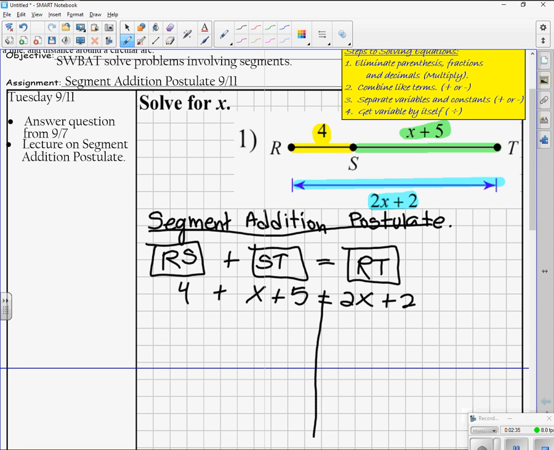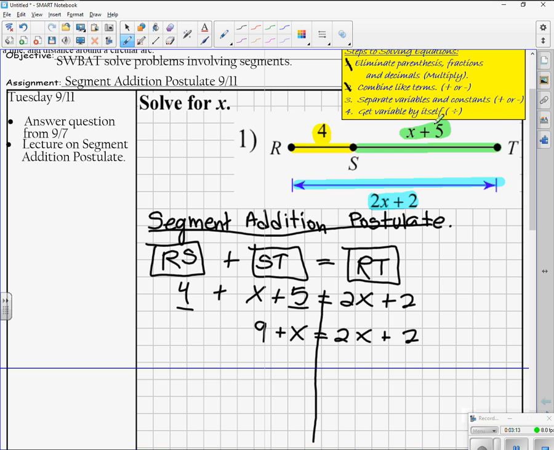Now, to get the x by itself, I need to follow these steps. Number one, eliminate parentheses, fractions, or decimals. We have none. Number two is combine like terms. You add or subtract, okay? I can combine the 4 and the 5. 4 plus 5 will be 9. Then plus x, because that can be combined. Now, can I combine these two? The answer will be no, because they are different. So I did step number 1 already. Number 2, now number 3.